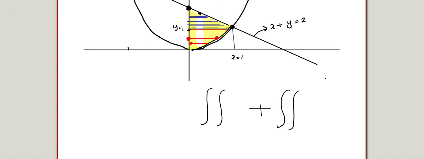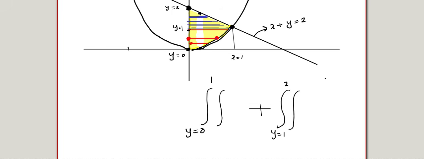First of all, let's write the limits of y, because y will have constant limits. Never forget the logic: whenever you draw a strip parallel to the x-axis, y will be a constant. Now look at the red limits. y varies from 0 to 1. In the second integral, I will write y varies from 1 to 2.